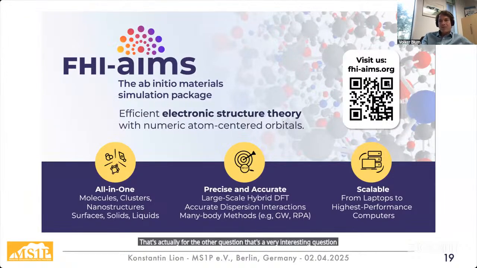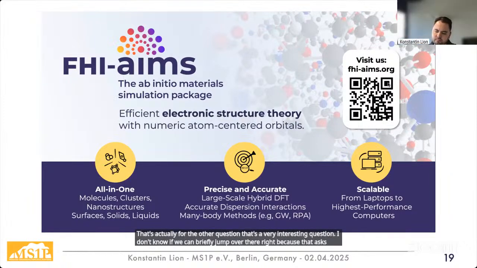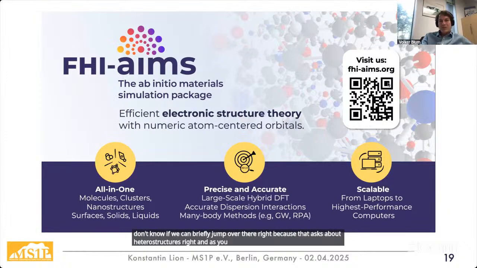I don't know if we can briefly jump over there, right? Because that asks about heterostructures. And as you probably saw in Konstantin's talk, we have FHI-aims, which includes a simple structure builder. I don't think it has a heterostructure building tool yet integrated, but I think the underlying ASE has something like this. And so I don't think it should be too hard to put a heterostructure builder into FHI-aims necessarily. It's just something we need to know, but this is still something needed. And so it's useful to make those cases with us, and it can be done. That second question is a very good point.